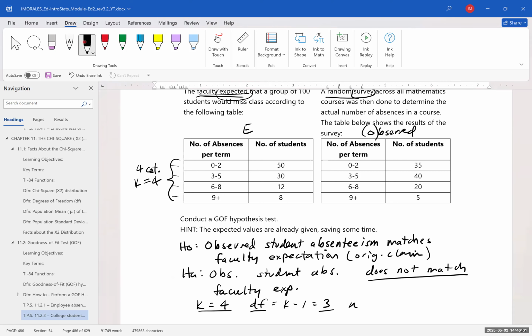And what was our sample size? Well, actually, I don't think we need it, but our sample size would just be adding up all these values. So let's see, 35 and 5, that would give us 40. 40 plus 40 is 80. Then 80 plus 20 is 100. So I don't think we need that. Let's just have it there.